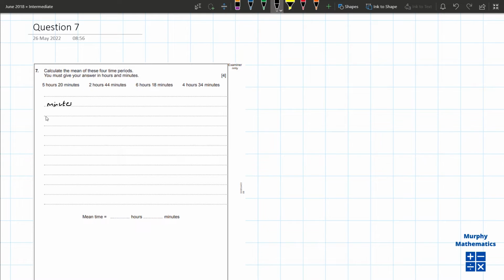So my first one, I've got 5 hours and 20 minutes. So I've got 60 times 5. We've got 60 minutes in an hour. So I've got 60 times 5 is 300. And then I'm going to add on 20 minutes. So for my first one, I've got 320 minutes. So for my second one, I've got 2 times 60, which equals 120. And I'm going to add on 44. So 120 plus 44. So altogether, for my second one, I've got 164 minutes.